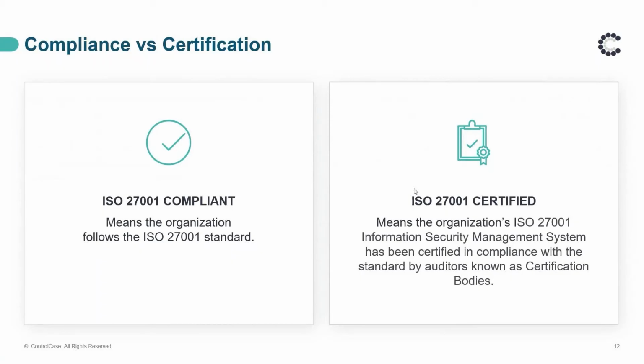Control Case is a certifying body that can perform these audits, a third-party auditor that can perform these audits for you and provide you this certification. So as you can see here, the auditors are known as certification. Control Case is a certification body, and we have auditors who come and audit against your ISMS. Once you've done that, then you can say you're ISO 27001 certified.